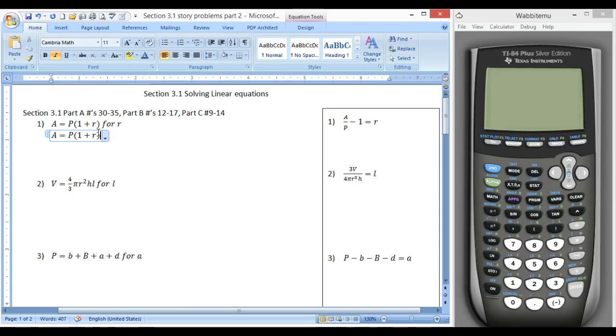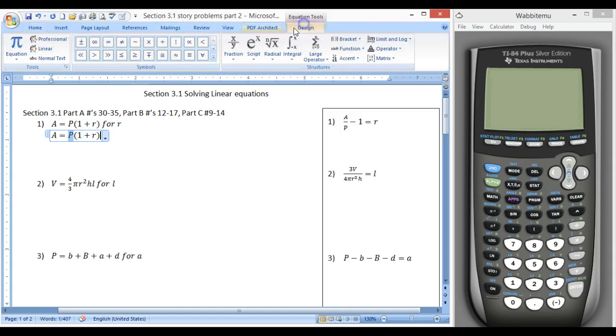I want r to be alone, and if I distribute this p, it's going to be stuck with this p, and I don't want to worry about that. I could if I wanted to, and if you choose to do it that way, that's totally fine. But what I'm going to do is, since I have these parentheses, I'm just going to get rid of this p first. How do I do that? By dividing both sides by p.